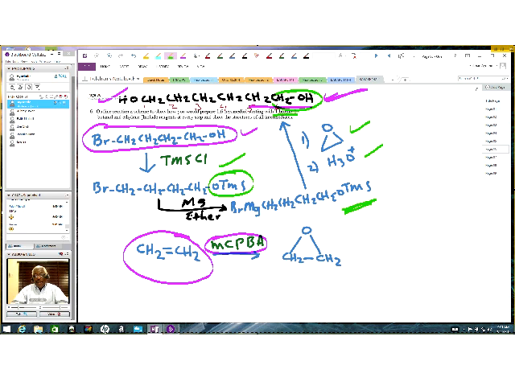Anyway, this is a very complex problem set, but it does require that you know your reagents. Without knowing your reagents, you couldn't do this problem. Because at this point, this is where you begin to use what we call your critical thinking skills.